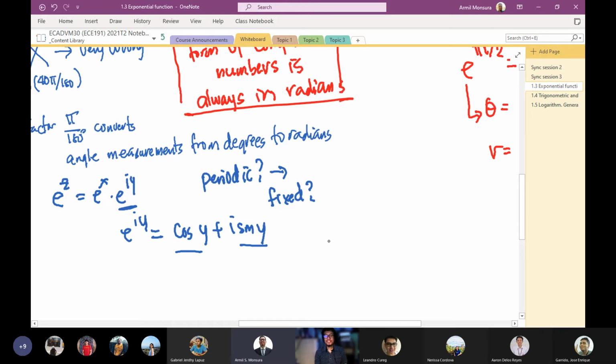Ayun. So, ano nangyari sa ating algebra trigonometry? Okay. Pag sinabi niyong periodic, when you say something is periodic, it means that something tends to repeat after a certain interval.